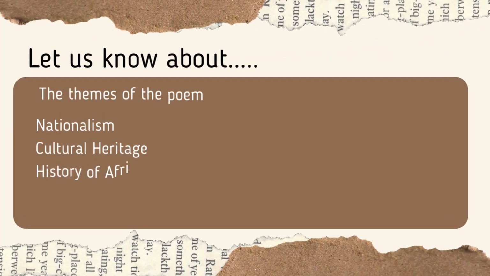Next one is the themes of the poem. This literary work features a number of themes that include nationalism, cultural heritage, history of Africa, and colonization and suffering. The overall poem orbits around the theme of patriotism, the poet's unshakable devotion for his motherland, which is Africa.